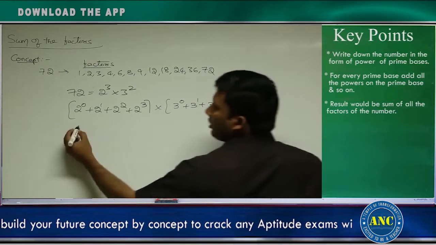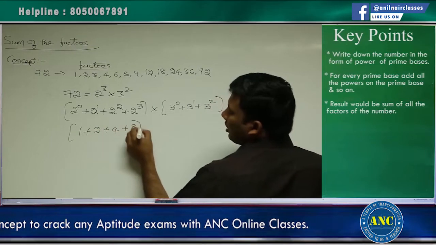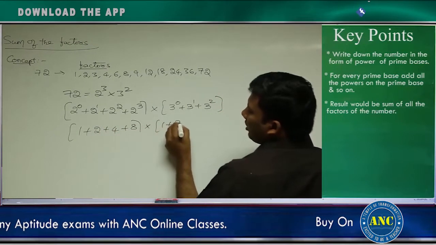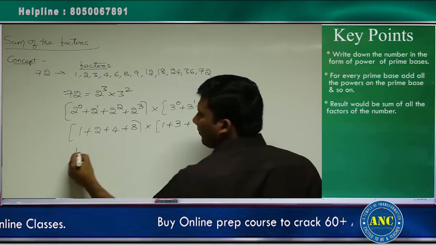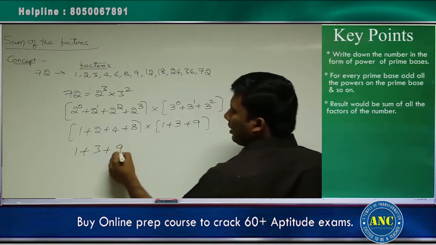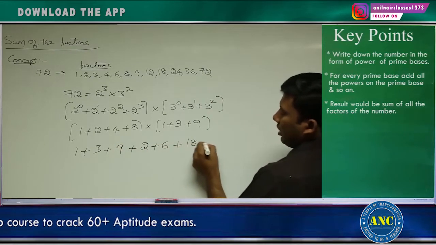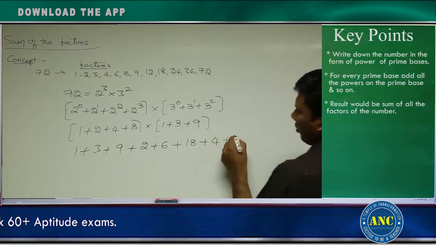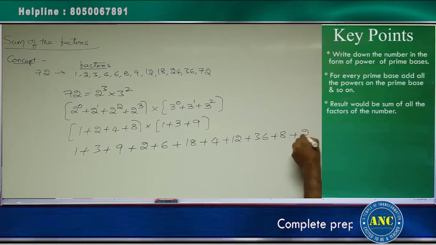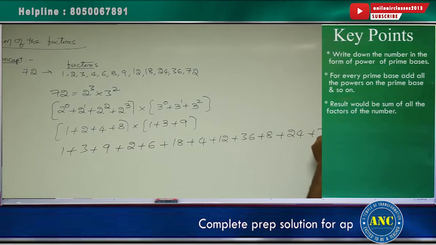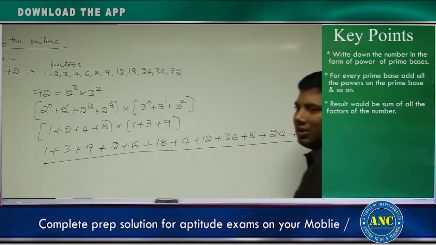Now see here, this will become (1 + 2 + 4 + 8) × (1 + 3 + 9). So 1 ones are 1, 1 threes are 3, 1 nines are 9, 2 ones are 2, 2 threes are 6, 18, 4 ones are 4, 12, 36, 8, 24, 72. Now if you observe here, these are nothing but the sum of all the factors of 72.